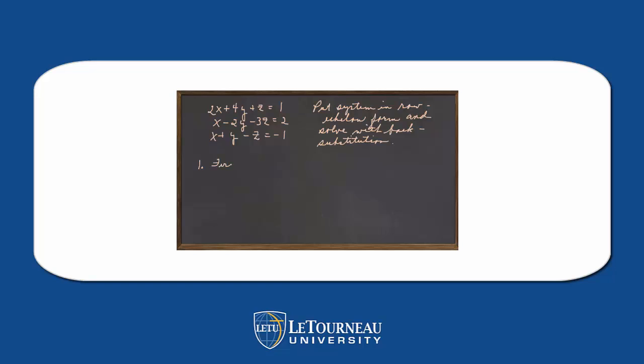So check out this system. 2x plus 4y plus z equals 1, x minus 2y minus 3z equals 2, and x plus y minus z equals minus 1. The first equation needs to be 1x, so let's interchange equations 1 and 2. When we interchange them, remember we still have an equivalent system, and so we're good to go.